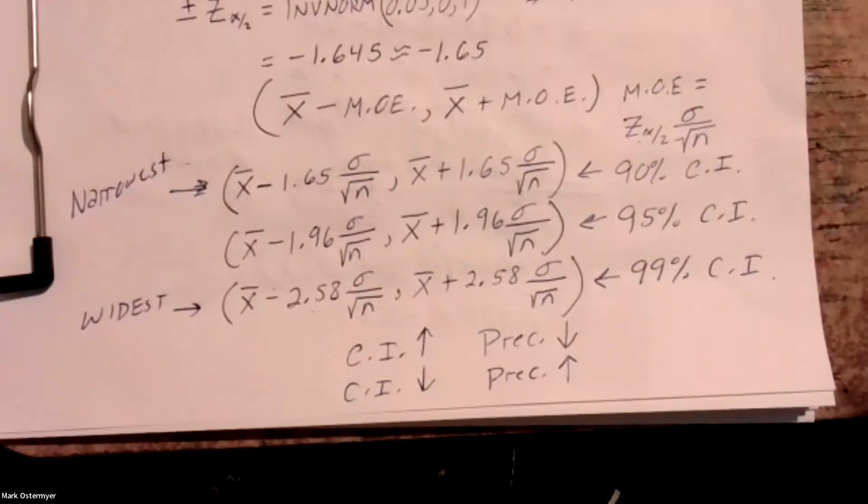Anybody? What did I say? What did I stress last week? Does anybody remember how we can have both? How can we get both these together? Confidence and precision. High level of confidence and high level of precision. We would have to do what with our sample size?